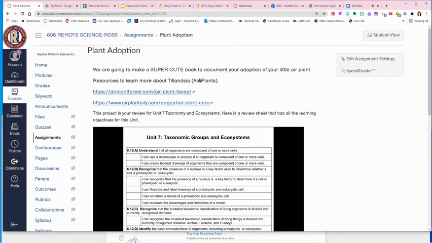We're going to make a super cute book to document your adoption of your little air plant that you should have either picked up from me at the Gene Burton Center or you got from your home campus. You're going to want to spend some time learning a little bit more about that little air plant and how to take care of it, where it came from. And I've linked to pretty good sources right here that you can use that will give you some background information and care tips on your plant. You will need those to build this project.